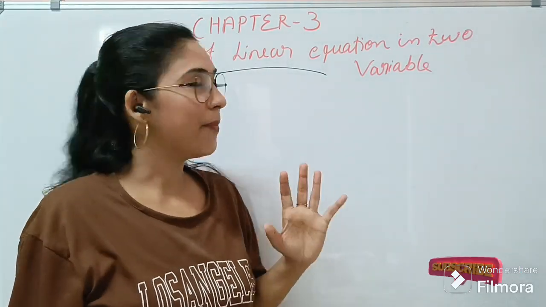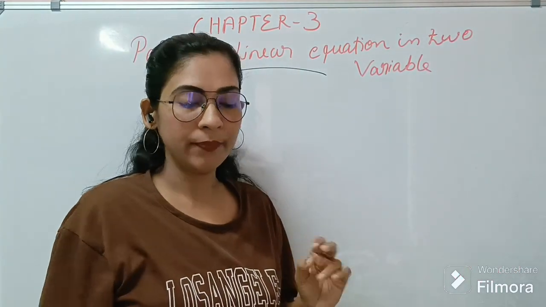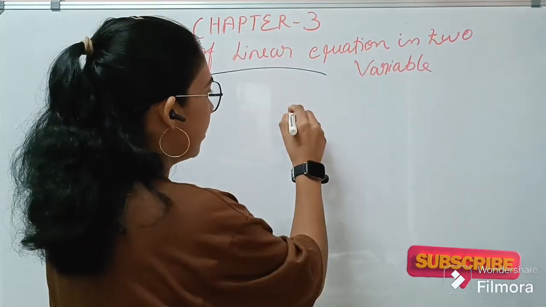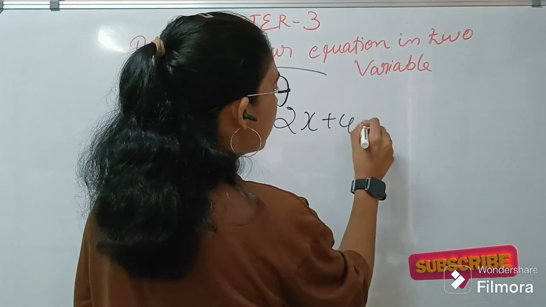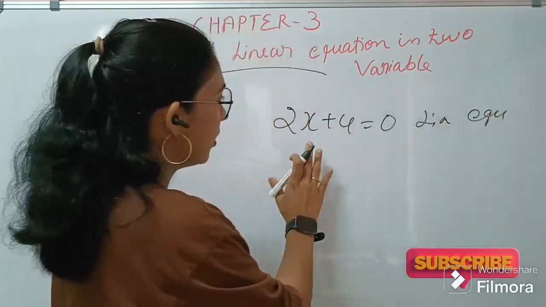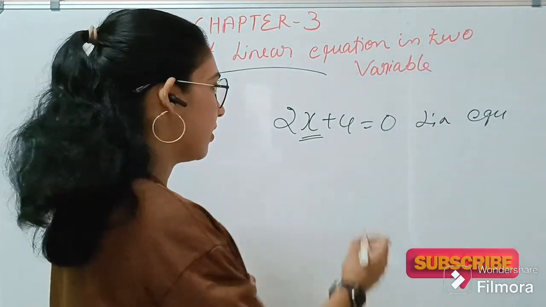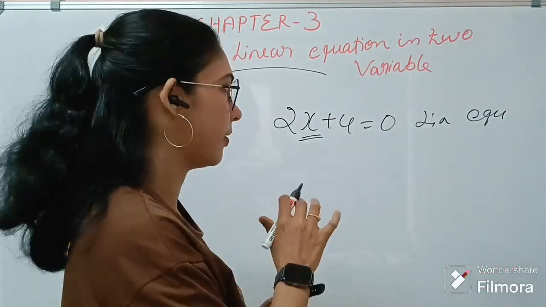Now the name of the chapter is pair of linear equations in two variables. We discussed here 2x plus 4 is equal to 0. This is a linear equation and it has only a single variable. Okay, x is the variable in this case.